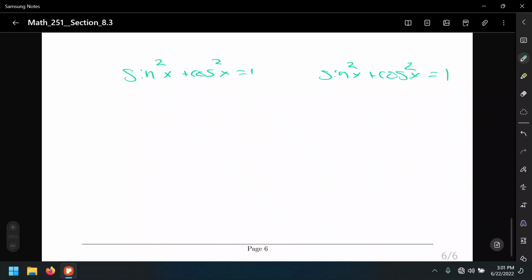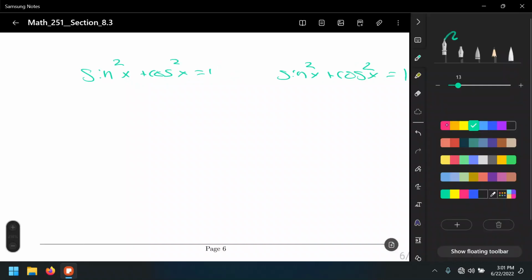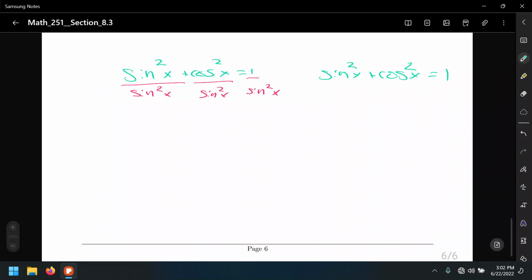And on the first case, I'm going to divide both sides by sine squared. Okay, what do we get? Sine squared over sine squared, that's just 1. Cosine squared over sine squared. Well, what's cosine over sine? Cotangent. And it's squared. And what's 1 over sine? Cosecant, but squared. And that's one way to derive the other identity.